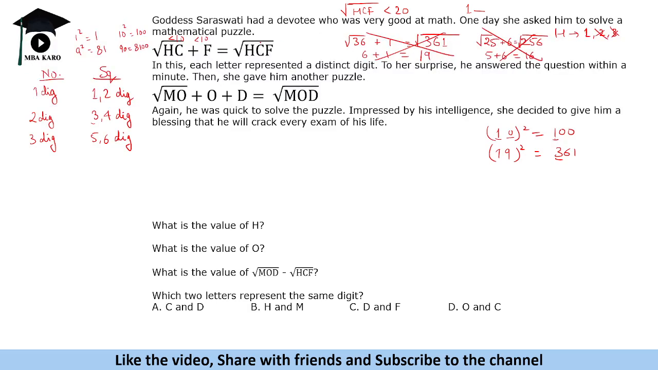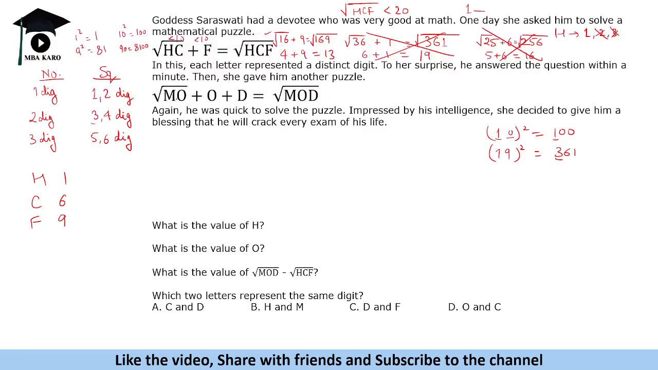Now if we take h is equal to 1, that means 16 is a square number here, and we have 16 and 9. So this works well. 4 plus 9 is equal to 13. So that is the solution to this. So HCF is equal to 169. Okay, so that is the answer to this.